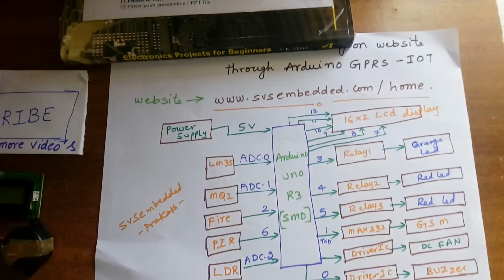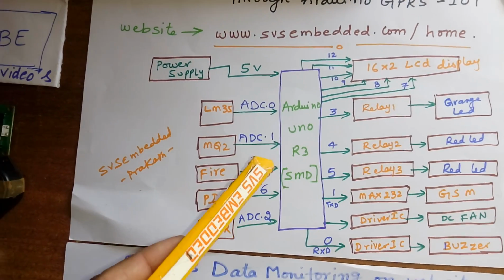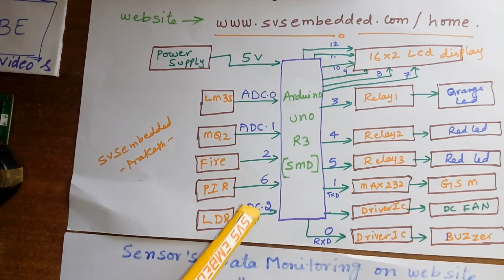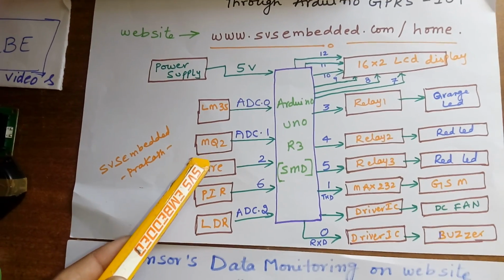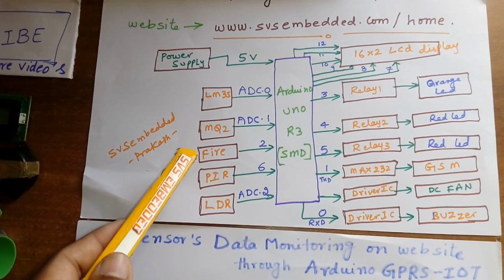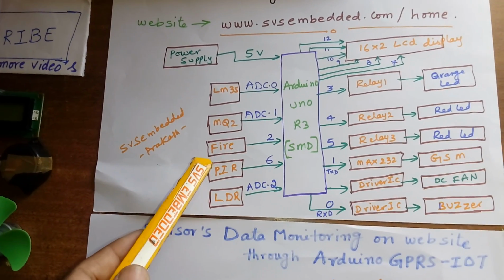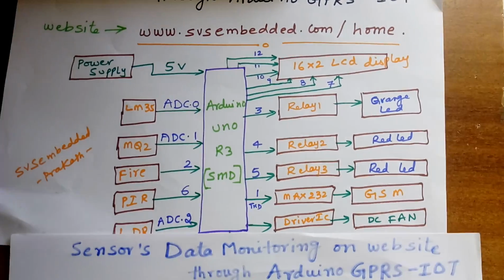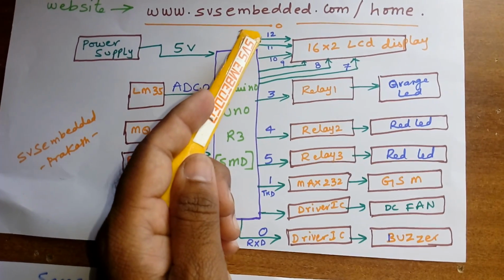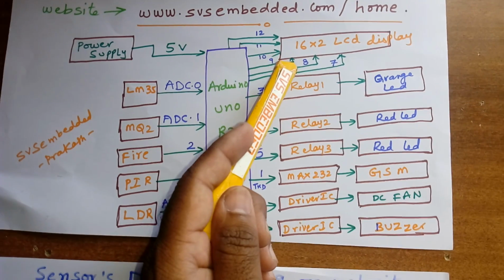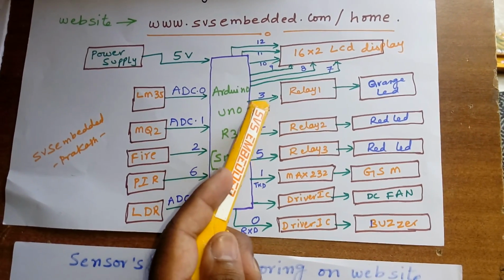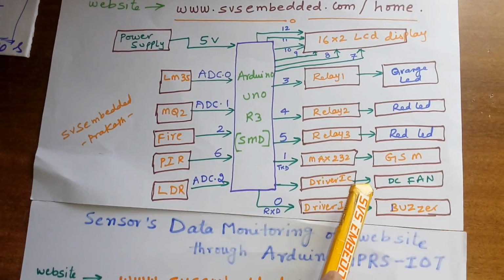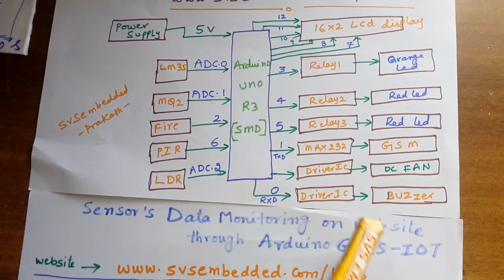Let us go into the circuit diagram of the project. On the Arduino Uno R3, I am using three ADCs: ADC0, ADC1, ADC2, for the LM35, MQ2, and one LDR. These are the ADCs, and the input port pins are for the fire sensor and the PIR. The 16x2 LCD display is connected with RS, enable, D4, D5, D6, D7. The next port pin is connected to the orange LED, meaning the relay. The other pins send data to the GPRS, meaning the GSM modem, and to the DC fan.